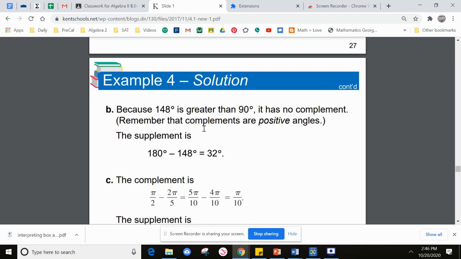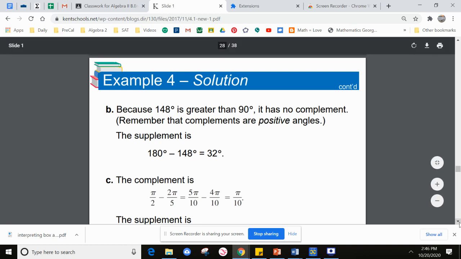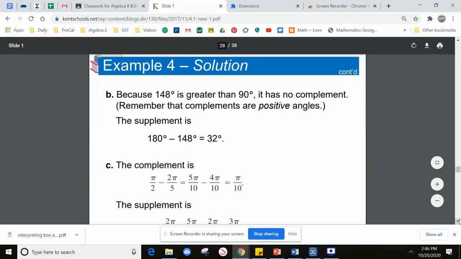The supplement would just be 180 minus 148, which is 32. All right, so those are degree questions, and they're pretty straightforward.